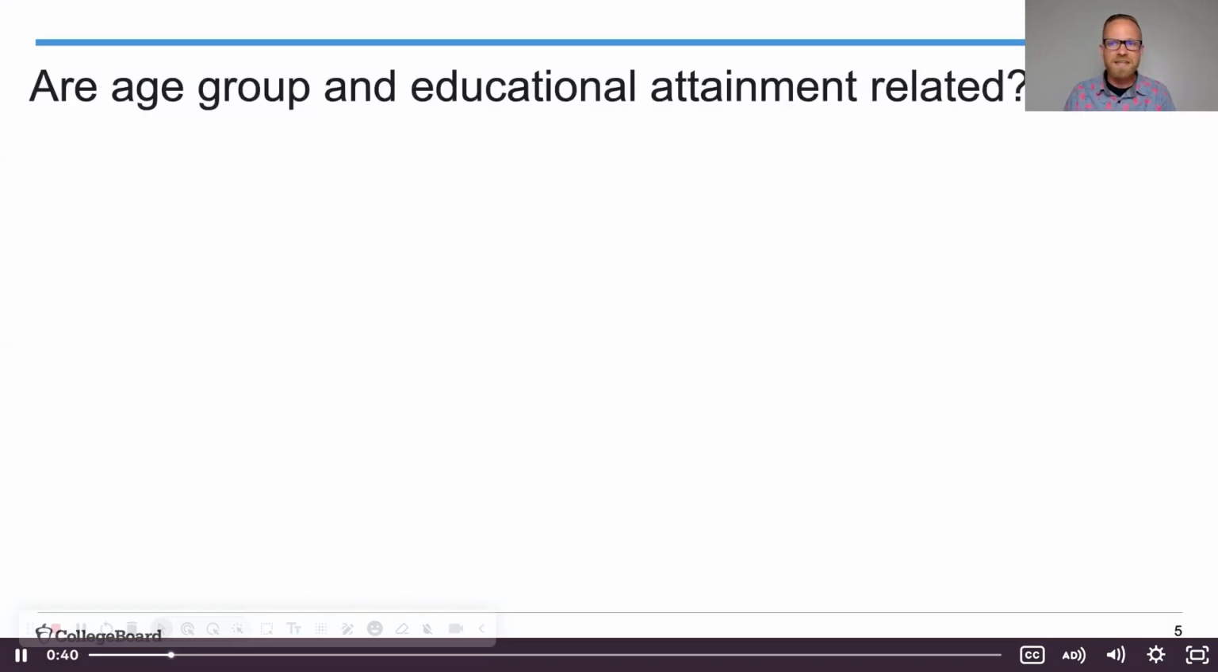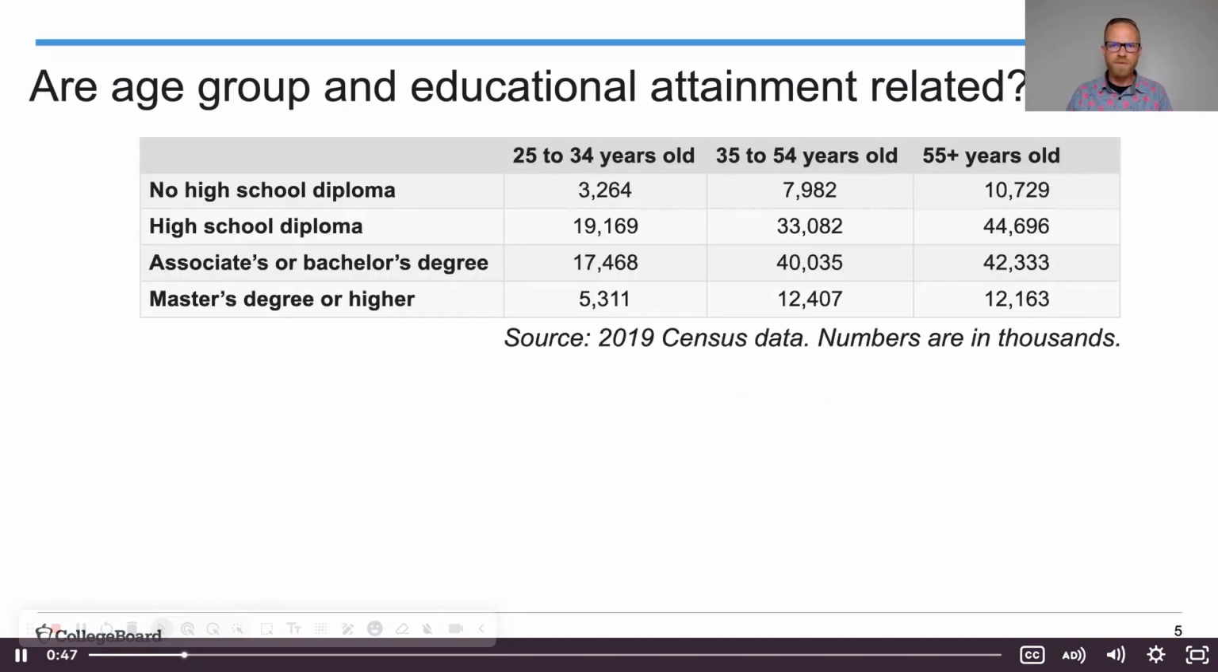So we're going to start with an example that you should be familiar with from the previous video, and that's looking at age group versus educational attainment. And so we have this table, and on the table, represented across the top, are three different age groups. And then on the left, we have four different educational attainment levels. Now this table is what's called a two-way table because it shows us the two categorical variables here.